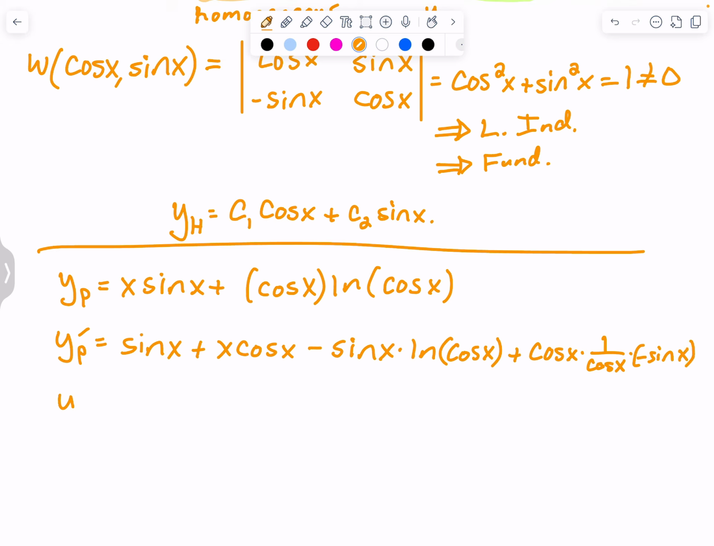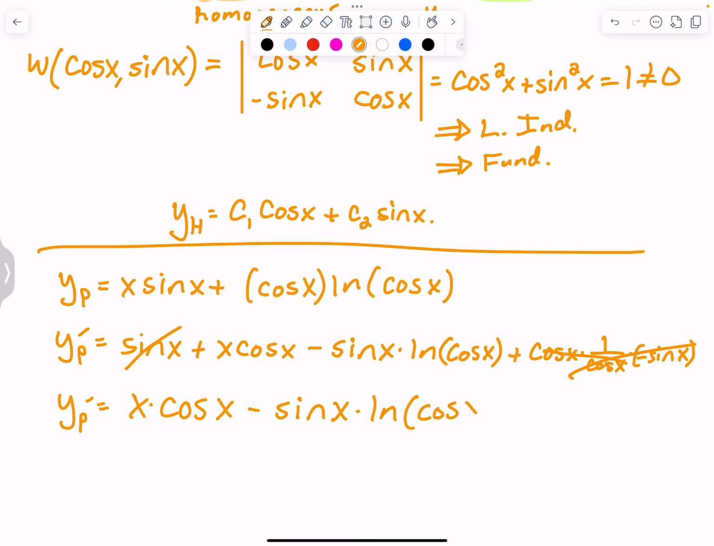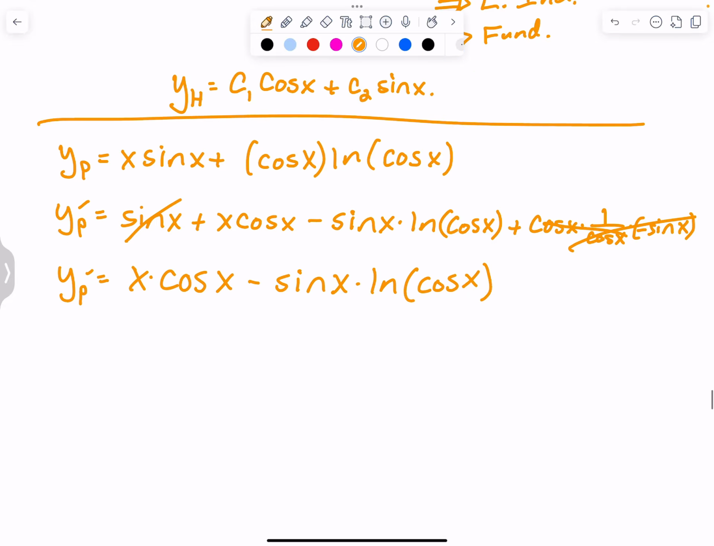Okay, for y sub p prime, make sure we simplify as far as we can. Do you notice I got this sign canceling, and I'm going to have a negative sign. Those are gone. So I'm going to get x cosine x minus sine x times ln of cosine x. Okay, I got to get to my second derivative.